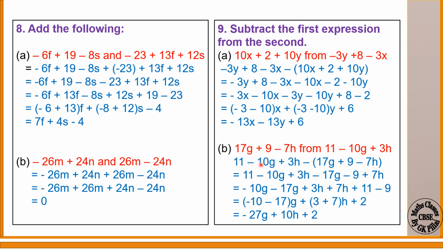Here, 17g plus 9 minus 7h from 11 minus 10g plus 3h. Write this first, put a minus sign and write this one. Open the bracket, change the signs. Now you combine the like terms: minus 10g minus 17g, plus 3h plus 7h, plus 11 and minus 9. So when you combine like this, it will be minus 27g plus 10h plus 2.